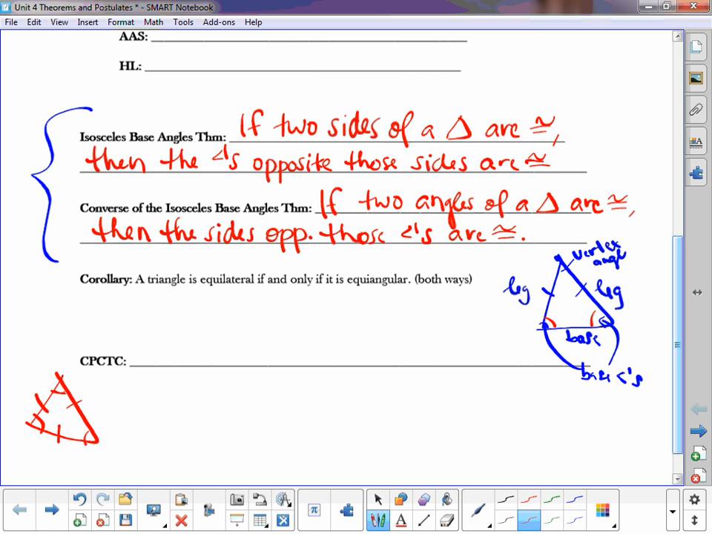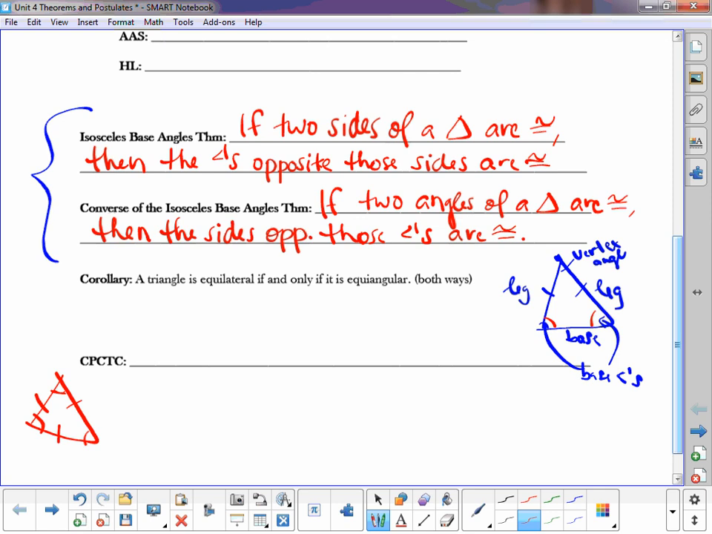So if two angles of a triangle are congruent, then the sides opposite those angles are congruent. So really it's saying if we know our base angles are congruent, then we can say the sides, the legs are congruent. The isosceles base angles theorem by itself says if it's an isosceles triangle, then the base angles are congruent. The converse says if I have base angles congruent, I can say it's isosceles, these two sides are congruent. Questions with that?